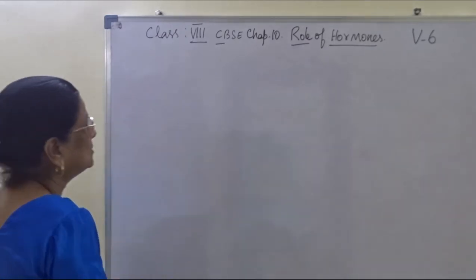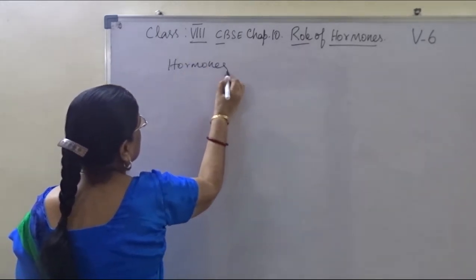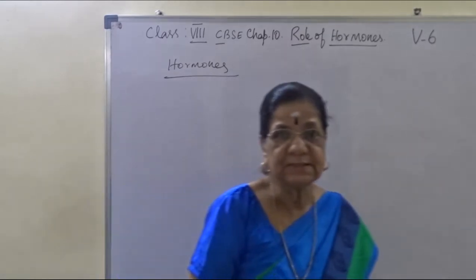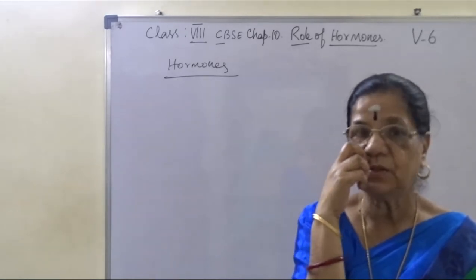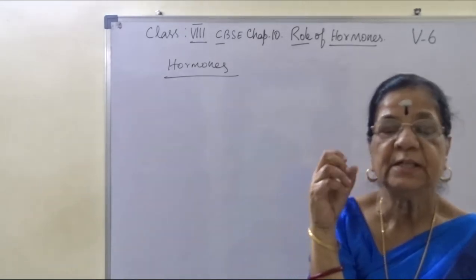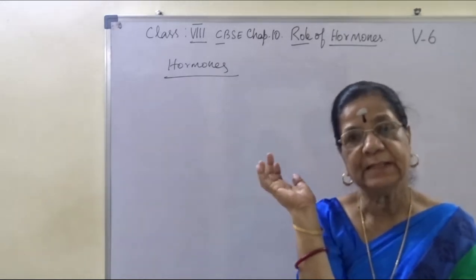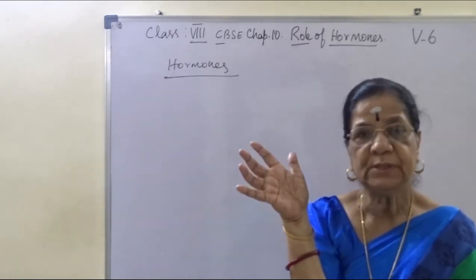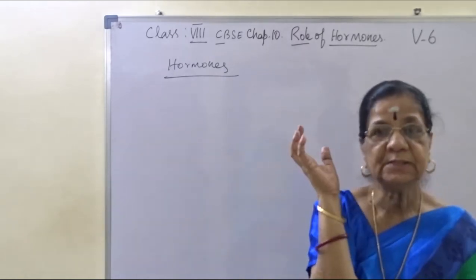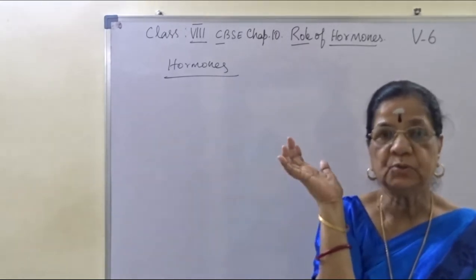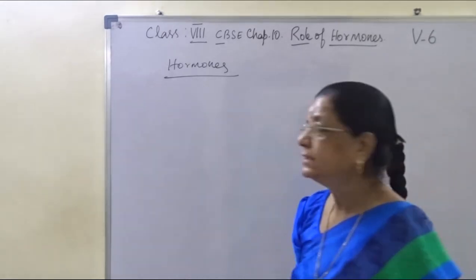What do we know about hormones? These are chemical substances secreted by the ductless gland, otherwise called endocrine gland, which are needed in minute quantity for all metabolic activities. For all the metabolic activities to occur, these hormones are required. And these hormones are secreted by ductless glands or endocrine glands.